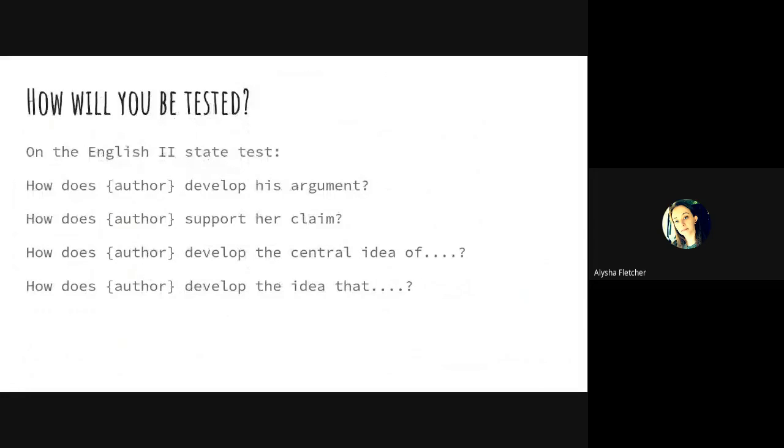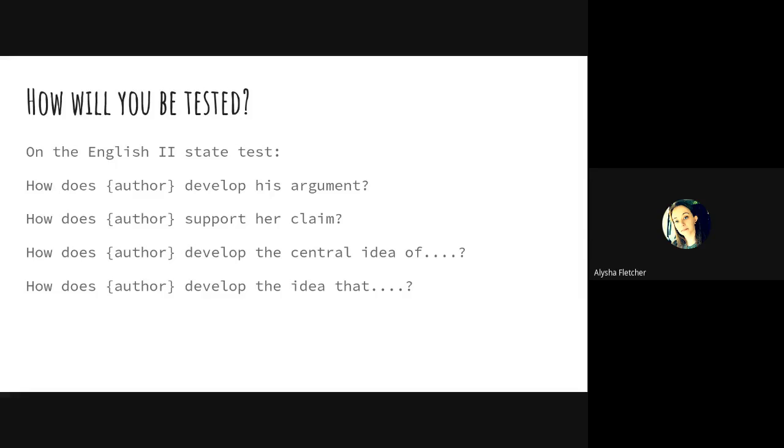Okay, so how will you be tested? Well, if you're taking the English 2 state test, you might see questions that look like this. How does the author develop his argument? You're probably going to have answer choices that mention description, or he compares this, or he gives the solution. You know, there's going to be hints. How does the author support her claim? How does the author develop the central idea of, and they've given you a central idea, but now you need to explain how they support that with their structure. And how does the author develop the idea that it may be just a smaller idea within the text that you need to explain how they supported it.